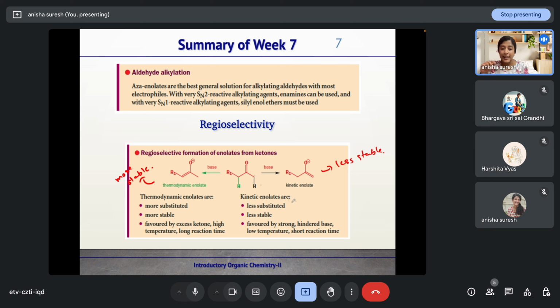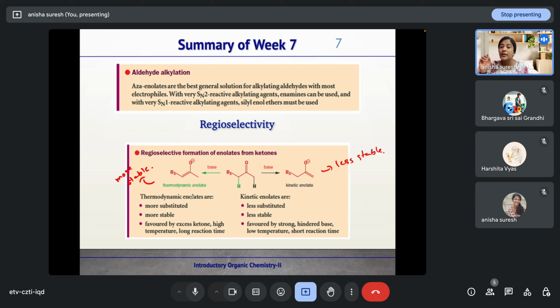So the kinetic enolates are less substituted, they are less stable. So it is favored by a strong hindered base. If it is a hindered base, it cannot abstract this proton because of steric reasons. Hence the formation of the kinetic enolate will be favored when we are using a strong hindered base. And we should follow low temperature and short reaction time for the formation of kinetic enolates.